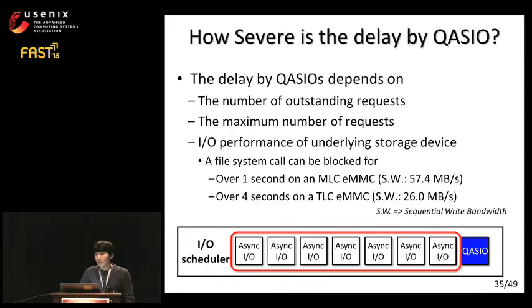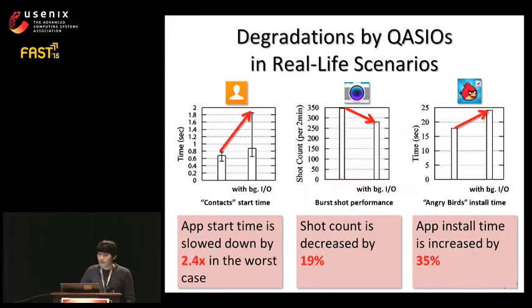We also expect the I/O performance of mobile devices can be more degraded as using TLC-based eMMC for the low cost. So the QASIO's delay will be getting worse as well. These figures show how much degraded real-life scenarios are by the QASIO's delay. The right sidebar on each figure represents the app performance under intensive I/O workload. As you can see, all the performance are adversely affected, and most of the degradations are from the QASIO's delay.